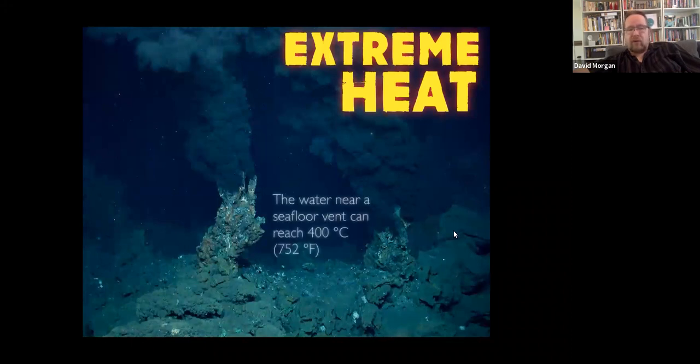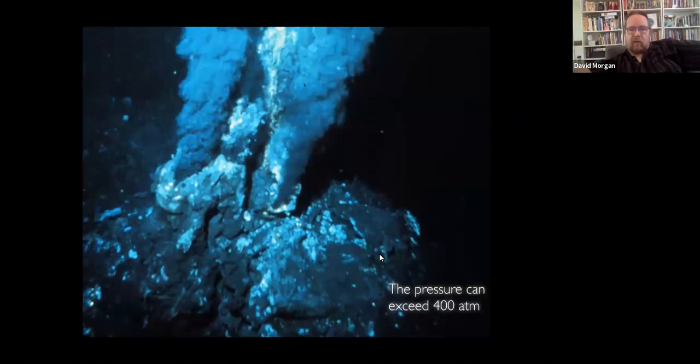At the bottom of our oceans, there are organisms that live in and around seafloor vents where the water temperature can reach 400 degrees Celsius. That's more than 700 degrees Fahrenheit. And you might say, isn't that above the boiling point of water? Remember, the boiling point of water depends on pressure, and the pressure at the bottom of the ocean is much, much higher than the pressure at sea level. So there are organisms that live in and around these seafloor vents in temperatures that are far in excess of what normal plants and animals on the Earth can withstand.